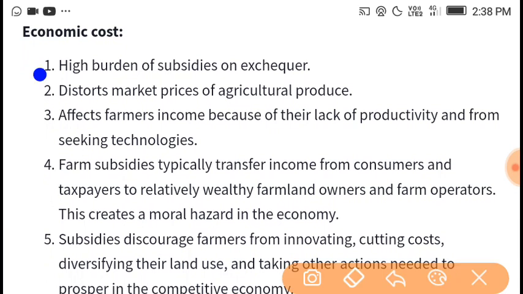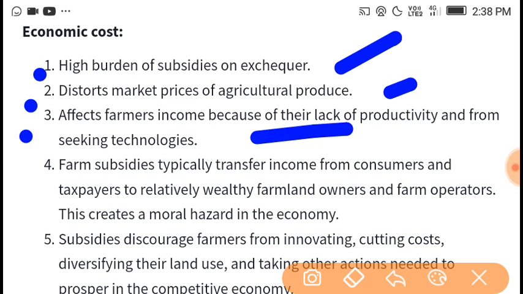Economic cost: high burden of subsidies on the exchequer, and distorts the market price of agricultural produce. It affects farmers' income because of their lack of productivity and farm-seeking technologies. Farm subsidies typically transfer income from consumers and taxpayers to relatively wealthy farmland owners and farm operators.